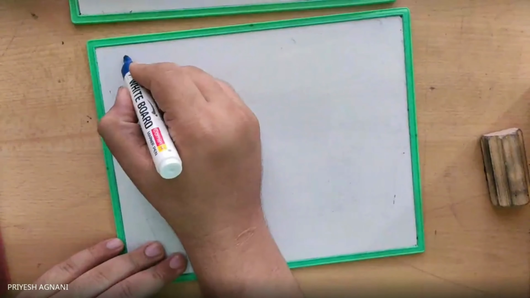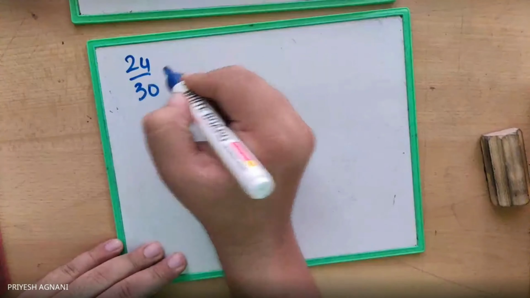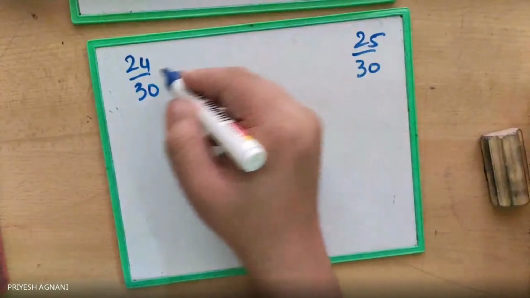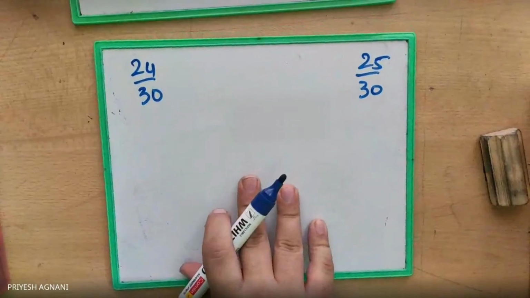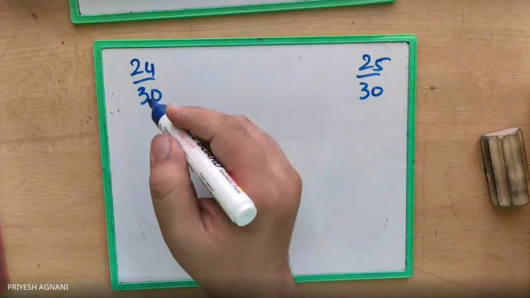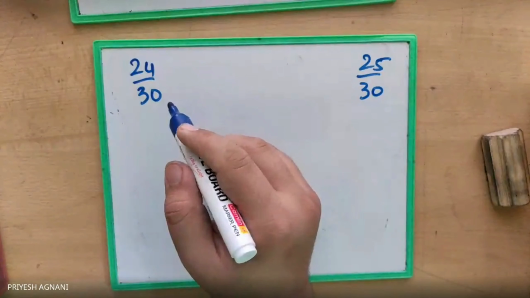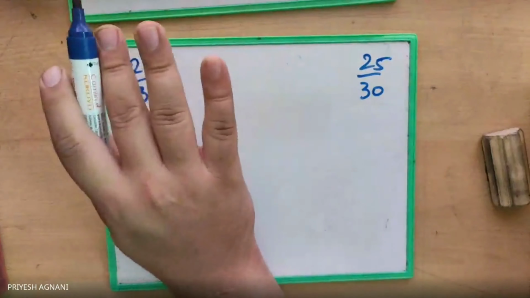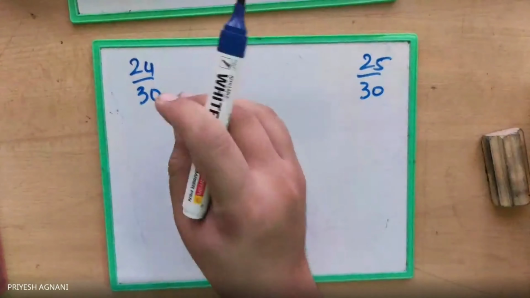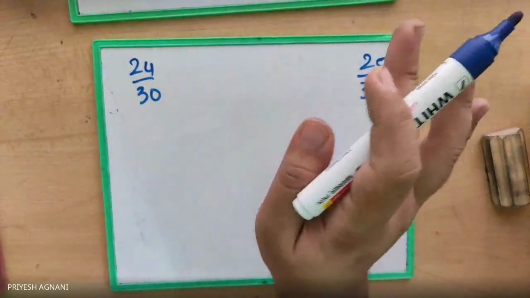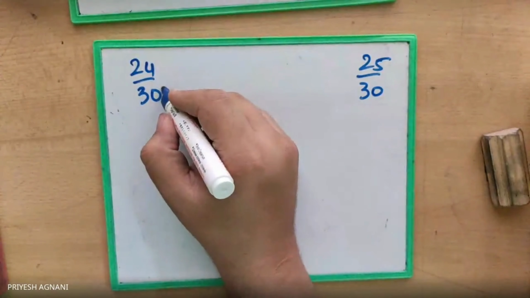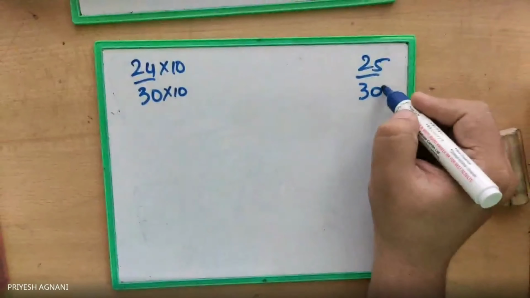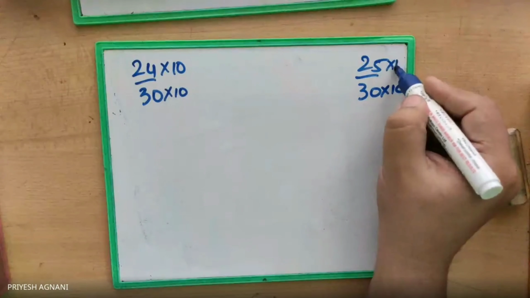So you got 24 upon 30 and 25 upon 30. Between 24 and 25 there are no numbers. So what you are supposed to do? You have to multiply with a higher number so that we can get 5 rational numbers. You can multiply by 6, 7, 8, 9, 10, whatever. But for simplicity, we multiply by 10. Here also you multiply 10. Here you multiply 10. Here you multiply 10.